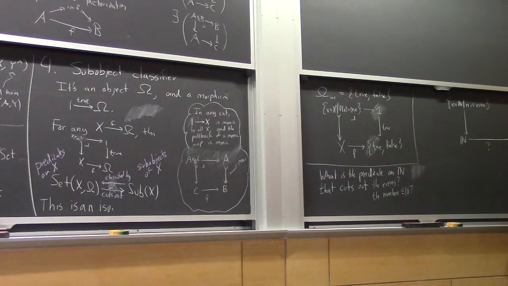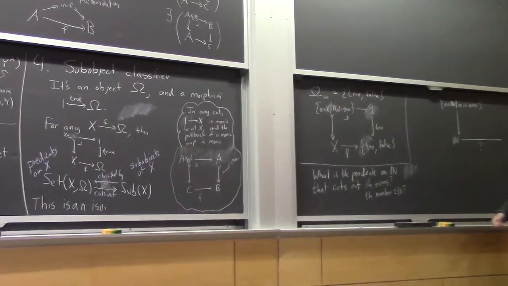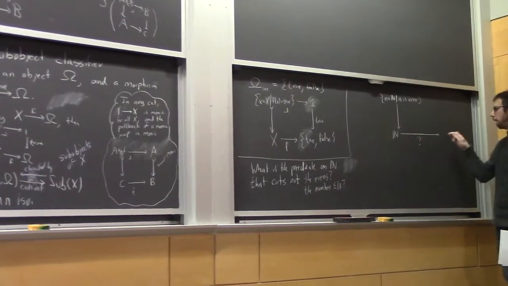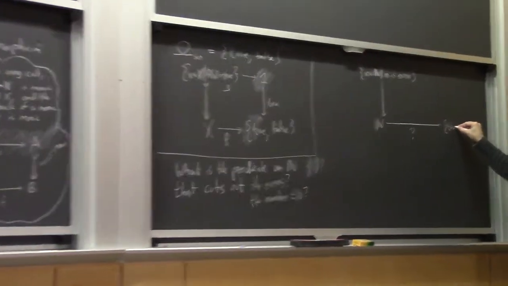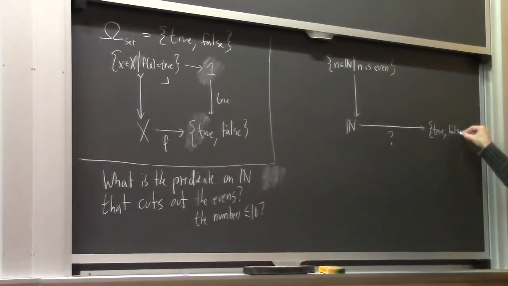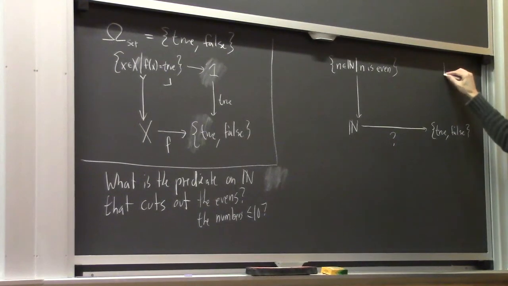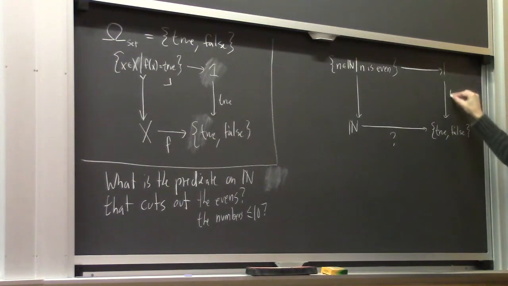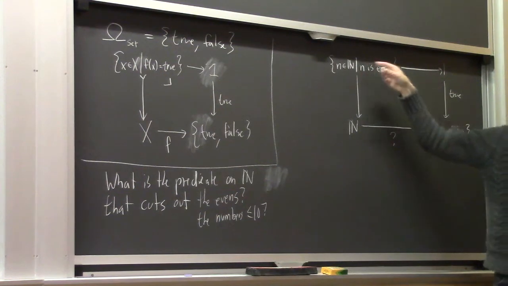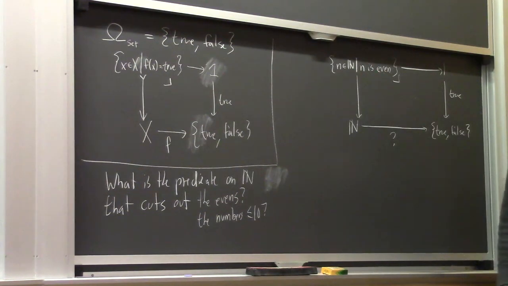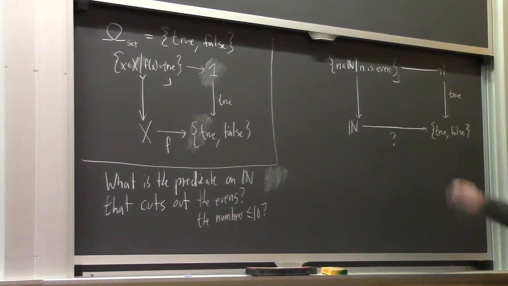So the first thing to understand is what am I even asking? And what I'm asking is, here's a subset of n, so it's sitting there as a subset of n. And I'm supposed to turn that somehow into a map from n to true-false. And by map, I mean a function, such that when I take the pullback of true, I get this set, or something isomorphic to that.